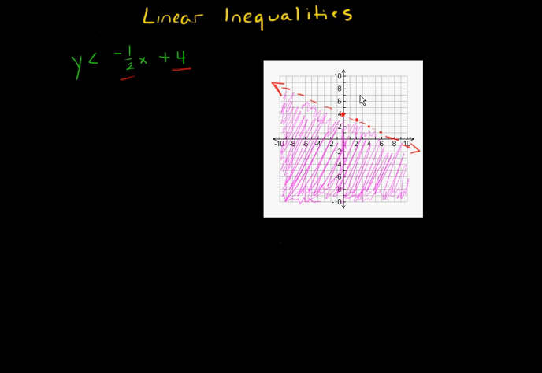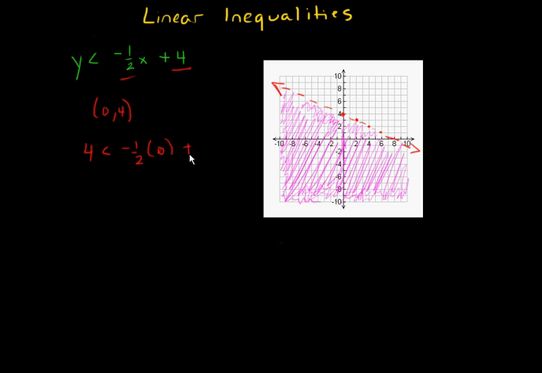And I'll test that out. Let's plug in the y-intercept. That's on the line, isn't it? (0, 4). And you'll see that it won't make sense when I plug that in. So y is less than negative 1/2 times 0 plus 4. Well, negative 1/2 times 0 is just 0, and 0 plus 4 is 4.